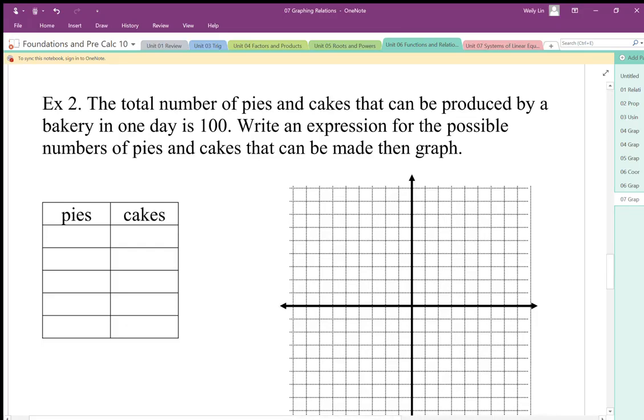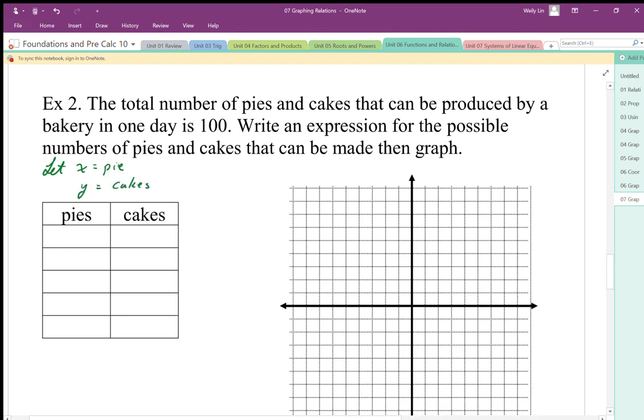Okay, so I'm going to make a let statement here. I'm going to let x equal... Now, x is usually my independent variable. So does the 100 depend on pies or does it depend on cakes? Now, again, this is one where it's not really clear. So we can arbitrarily say that, well, let's let x equal pies and y equal the number of cakes.